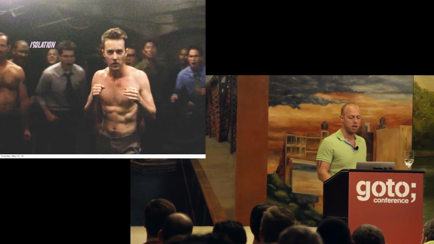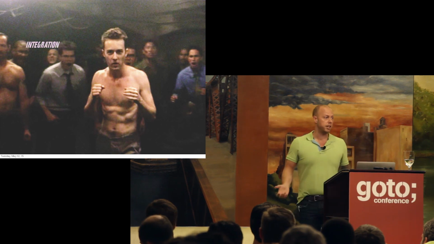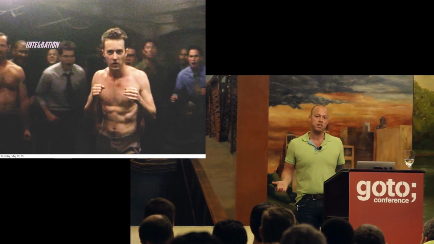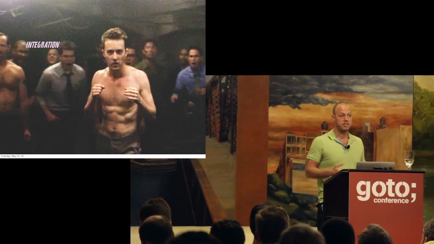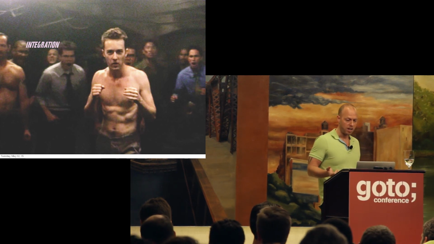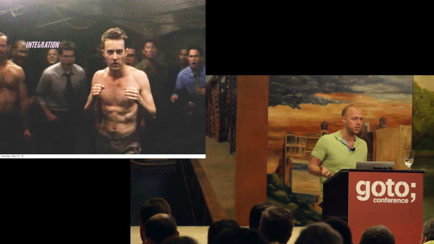This should be great. This should make our lives better. But we're missing integration, right? That's the one thing that we don't have. We have great isolation, fantastic. We have speed, fantastic, but we don't have integration. And that's why you should never choose one of these approaches exclusively.